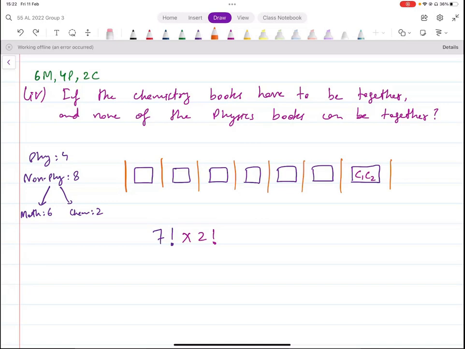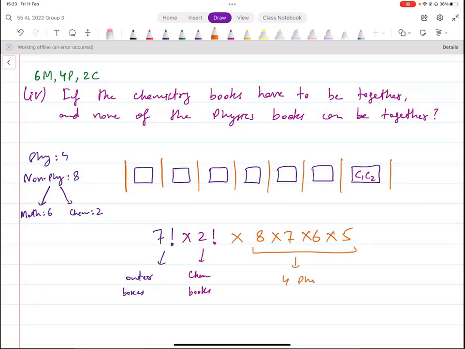And then we can place the physics books in one of these places where we have these lines. So again, let's think about it. We are putting the first physics book here. First physics book कितनी जगह पे जा सकती है? 1, 2, 3, 4, 5, 6, 7, 8. There are 8 places for the first physics book. ठीक है? So we say this is going to be 8 for the first physics book. Then the second physics book will have 7 places left. We have 7 for that. For the third book, we've got 6 places left. And for the fourth book, we've got 5 places left. And this is the number of ways that we have in this case. Okay. 7 factorial is coming for the outer boxes. This 2 factorial is for the chemistry books. And this is for the 4 physics books.